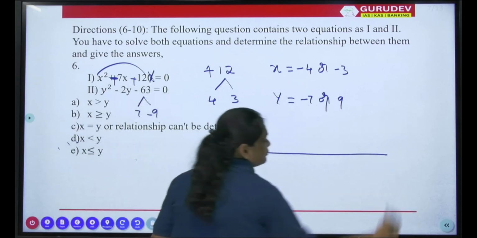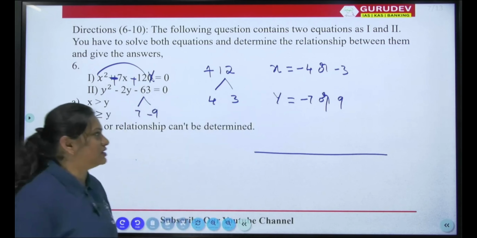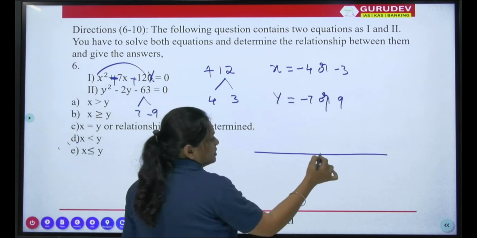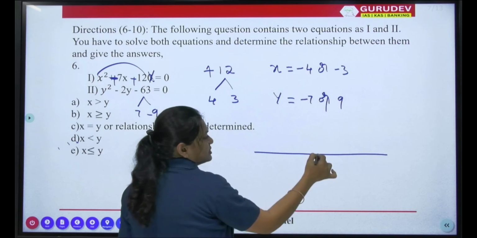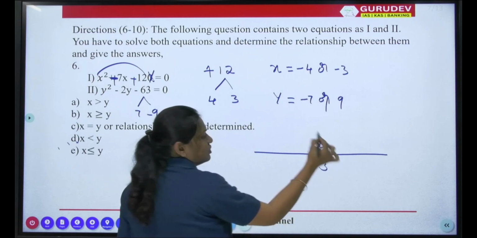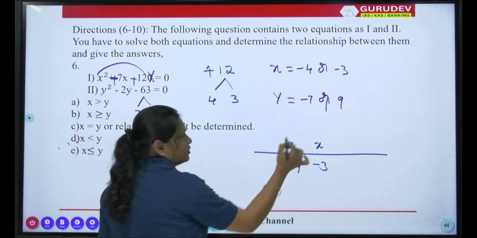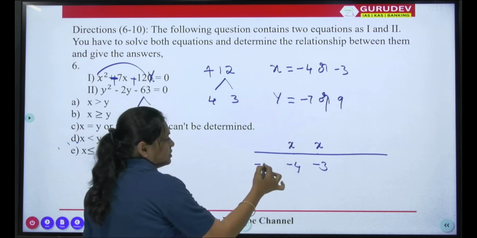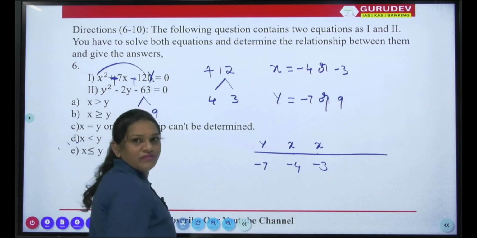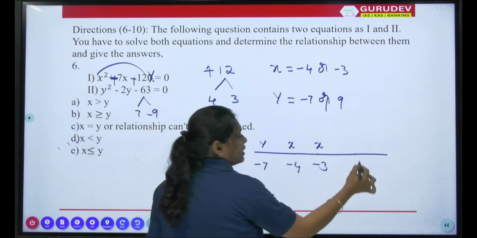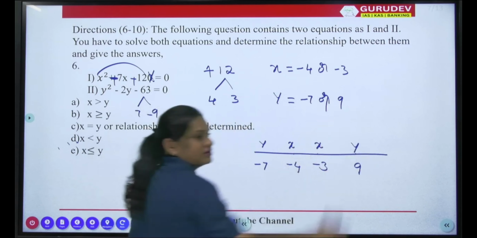Again, put it on the number line. If you are familiar with this, you can do it directly. Next, if I put it here, it is -3, value of x, -4, value of x, -7, value of y, then 9. 9 is a positive number, so we'll get it here.